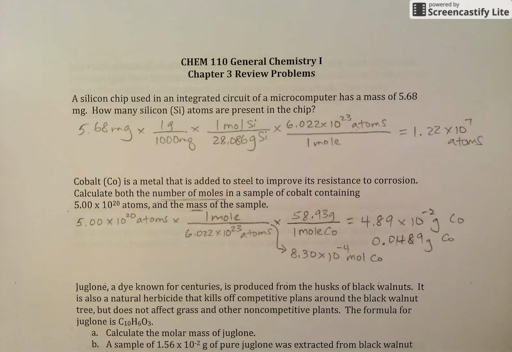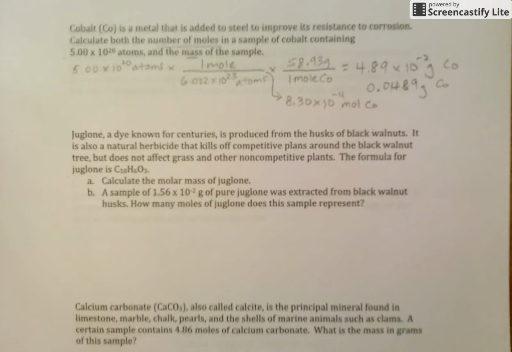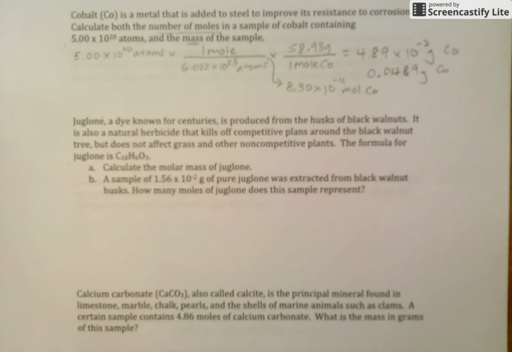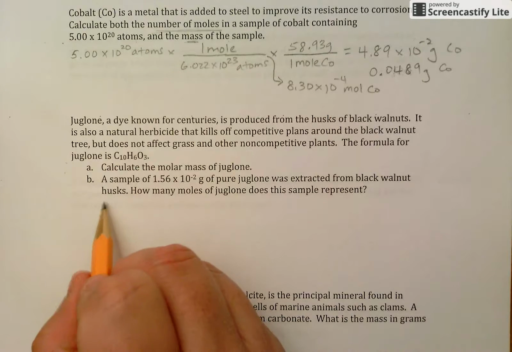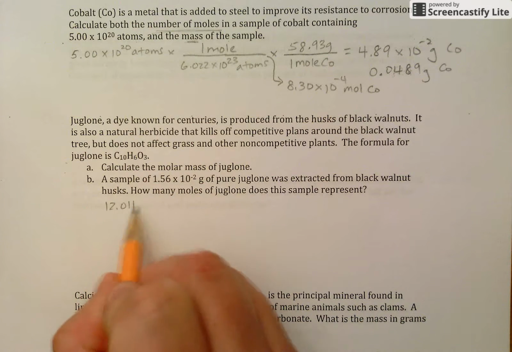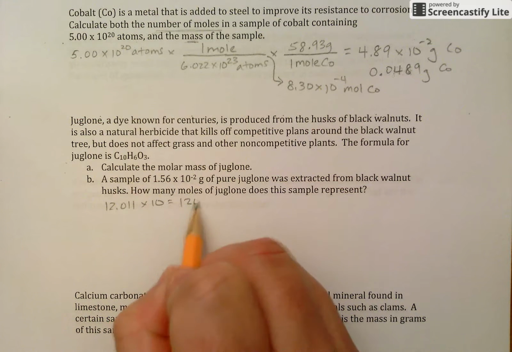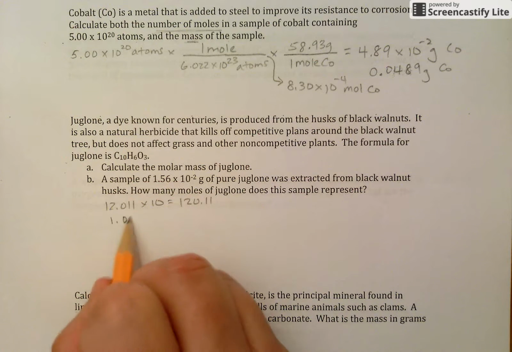All right, so one more. We're going to go up a little bit. Here we go. Juglone. A dye known for centuries is produced from the husks of black walnuts. Let's see if I can get this focused a little better. Okay, so we want to calculate the molar mass of juglone. So we just simply take our 12.011, this is C, times 10, which is 120.11. And then we take our H, which is 1.008 times 6, and this is 6.048.